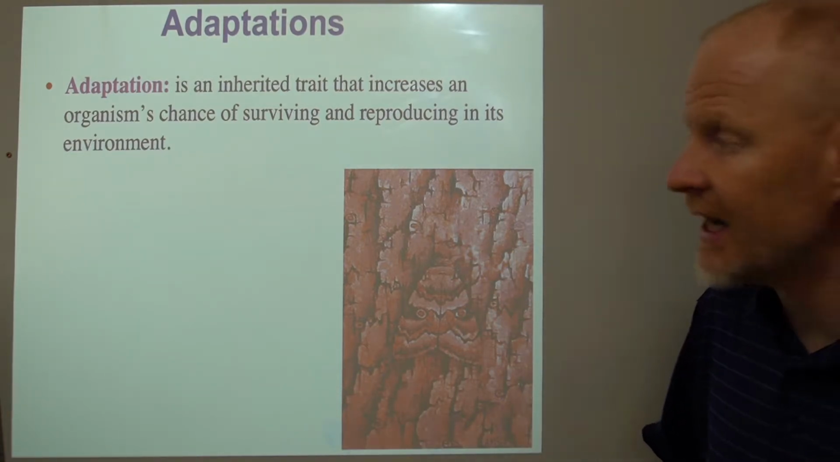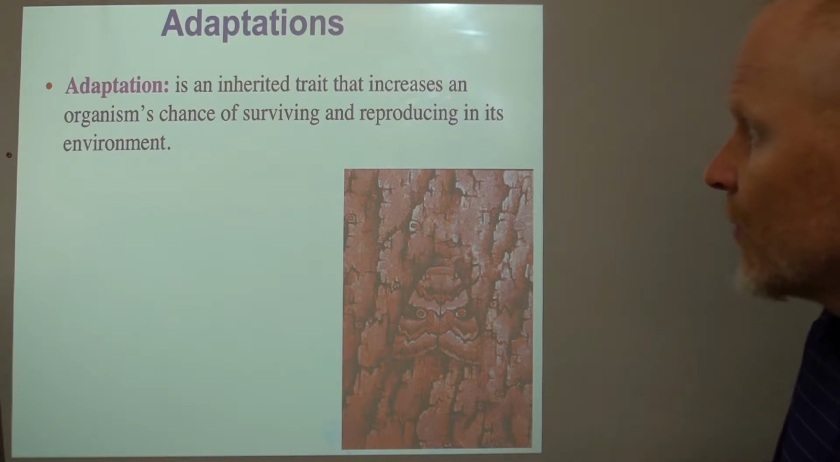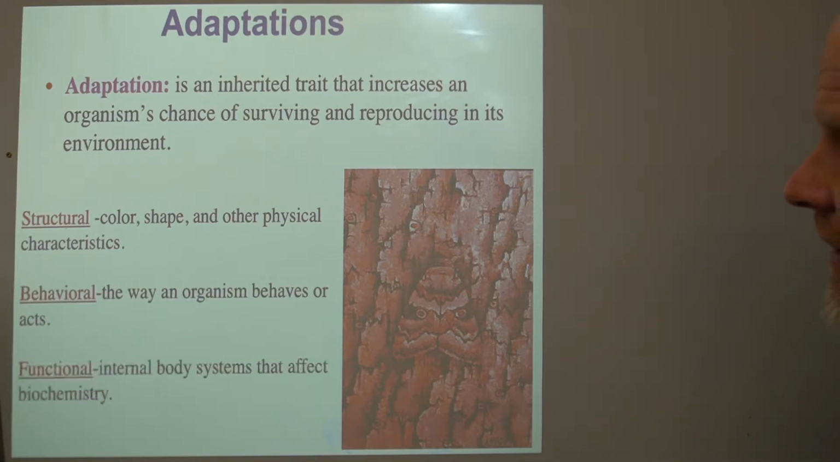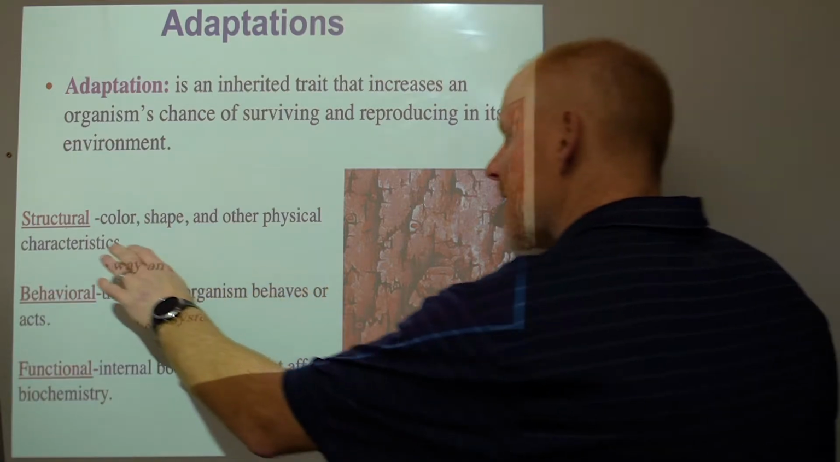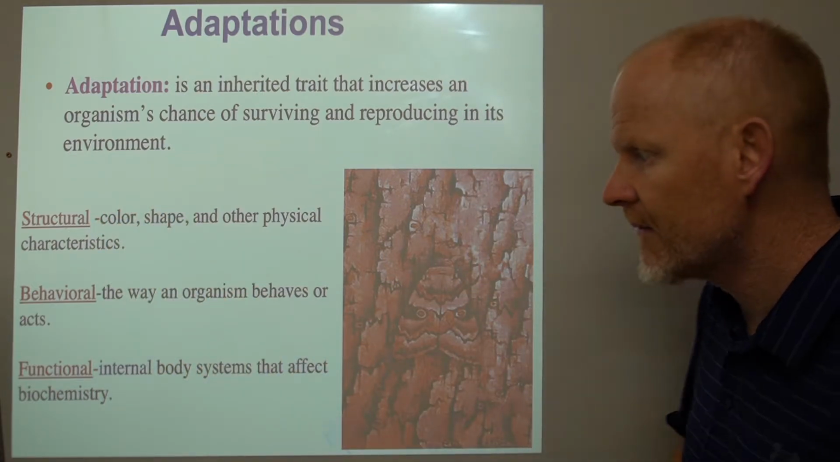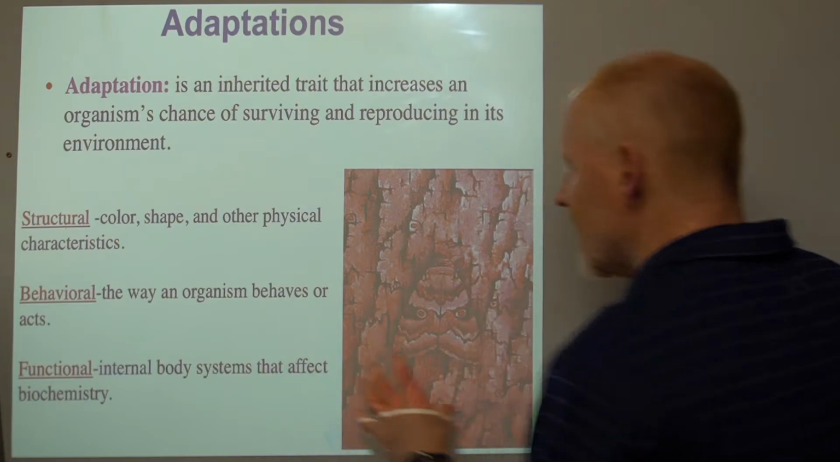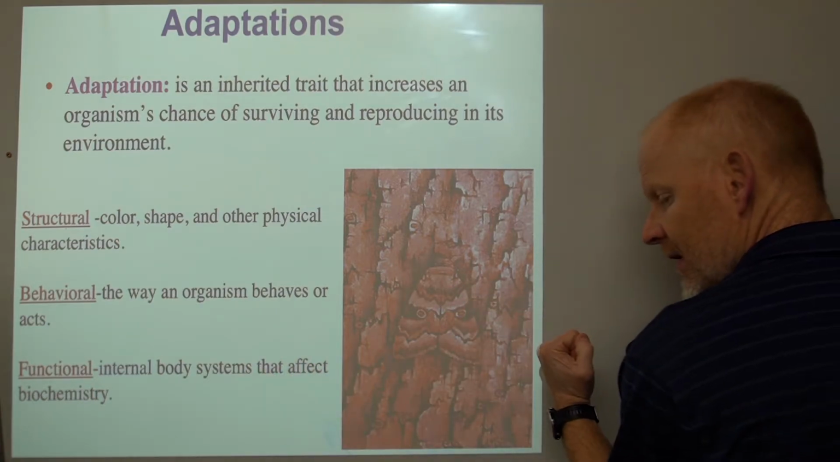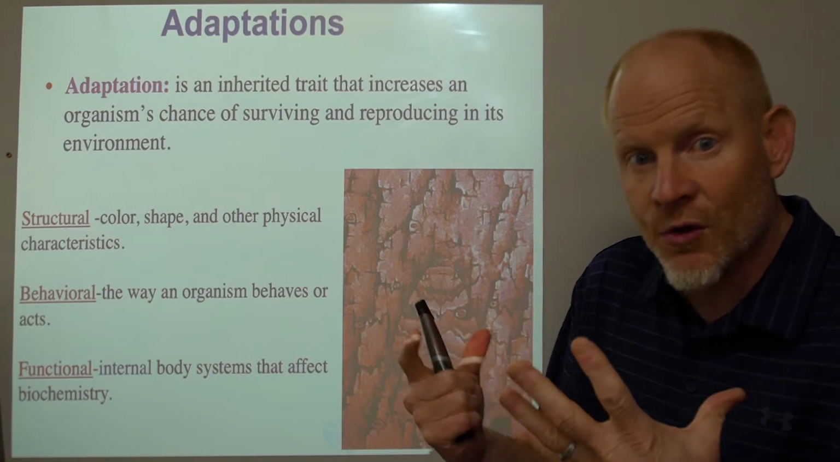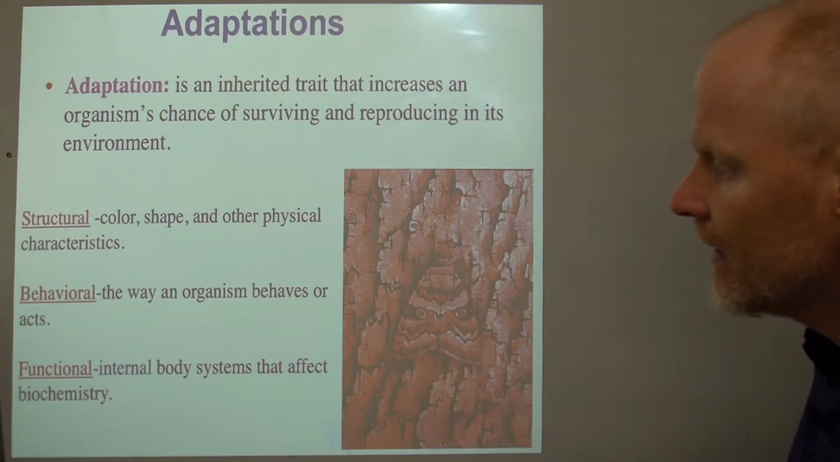So adaptation is an inherited trait that increases an organism's chance to survive and reproduce. There are a couple different types of adaptations here. There are structural adaptations, changes in what you look like, what your color is, what your physical characters are. There are behavioral characteristics. As long as this moth sits still, right? When a predator's around, behaviorally, it won't get eaten. If it moves, the bird can see it, right?